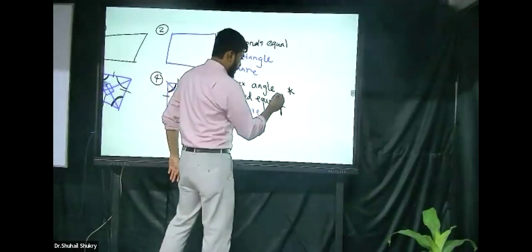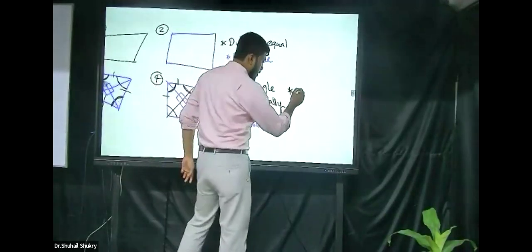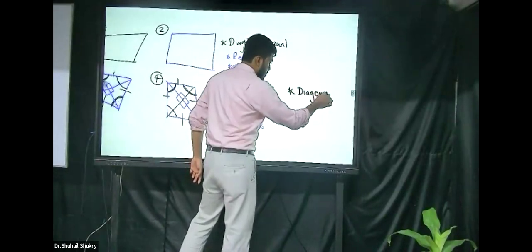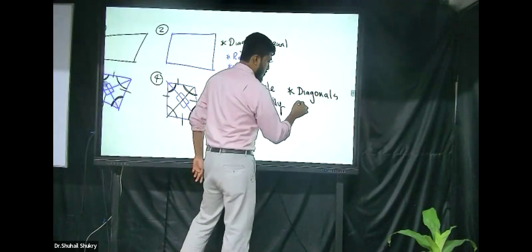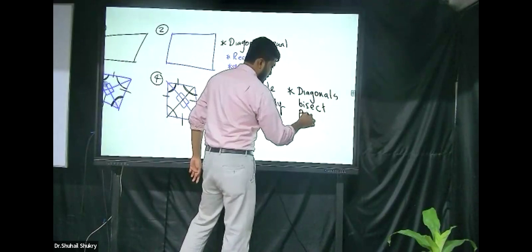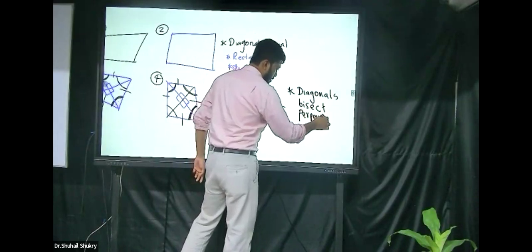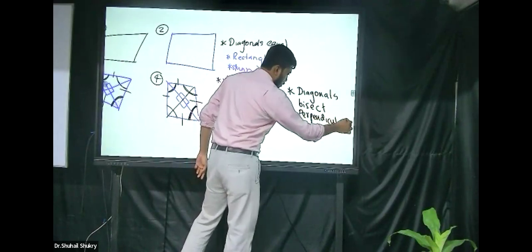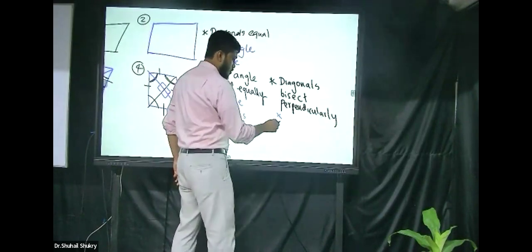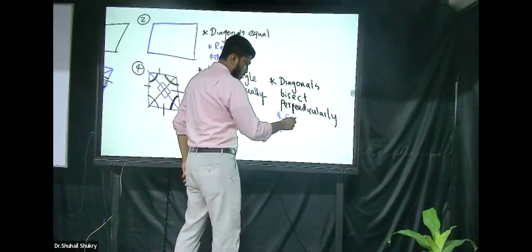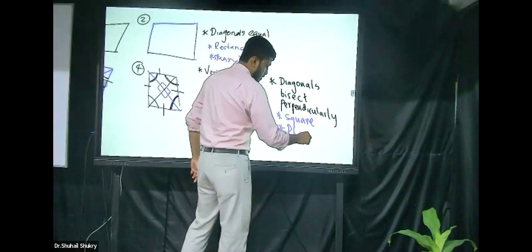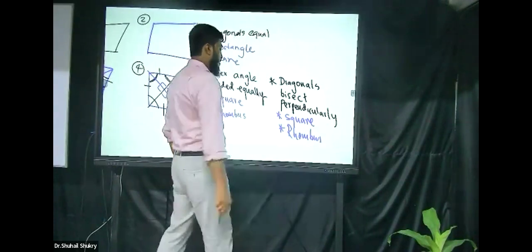Right? Vertex angle divided equally. Other one, diagonals bisect but perpendicularly. How many people? Only two people. Who are they? Square and rhombus. So these 3 points are very, very important. Never forget this.